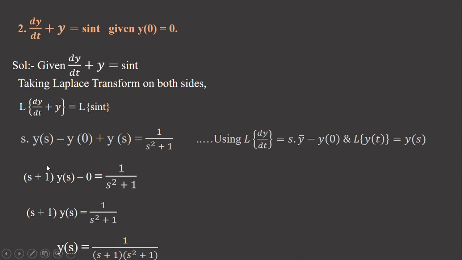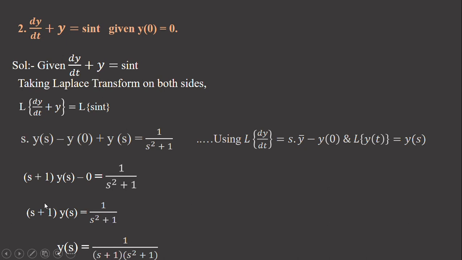Okay, so now on the LHS again we can combine Y(s) terms, take Y(s) common. What will remain there? s plus 1 will be the bracket. y(0) is 0, substitute there. RHS as it is. Laplace transform of sin t, the formula I have used here: Laplace transform of sin at is 1 upon s square plus a square. So here it is s square plus 1. So (s plus 1) Y(s) is equal to 1 upon s square plus 1.